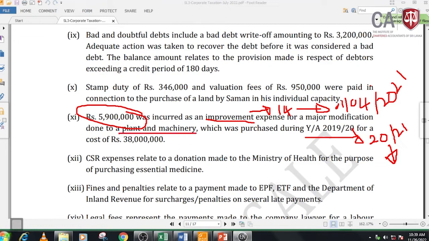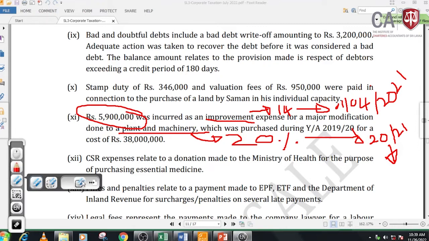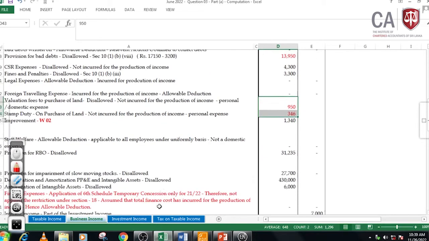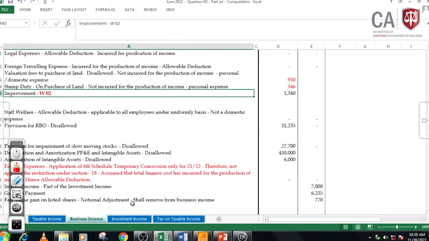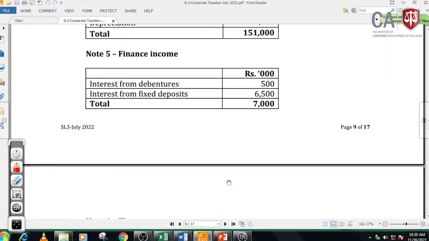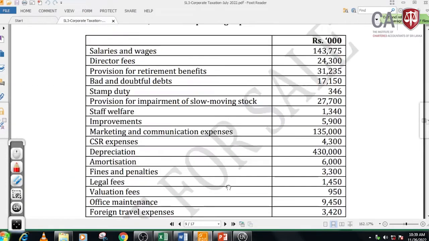It's plant and machinery, therefore from the value we need to take 20% as the maximum amount to be deducted. Okay, now I am going to do those adjustments. Now the improvement: before that, we need to come to the income statement and check where it has been charged. Then in the improvement, 5.9, the exact amount is there.